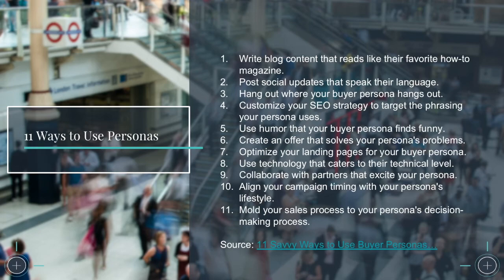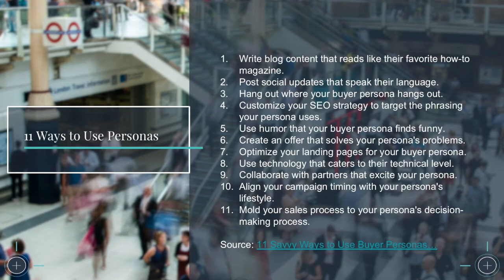Number 6, create an offer that solves your persona's problems. Yes. Number 7, optimize your landing pages for your buyer persona. Number 8, use technology that caters to their technical level. That can also be a piece of that persona. In the persona, those slider bars that I was talking about, you can actually gauge whether a certain persona is more technically savvy or less technically savvy. Important to do. Number 9, collaborate with partners that excite your persona.